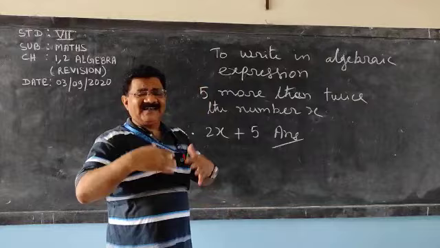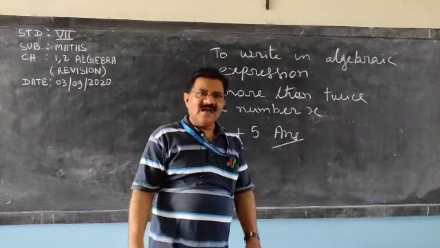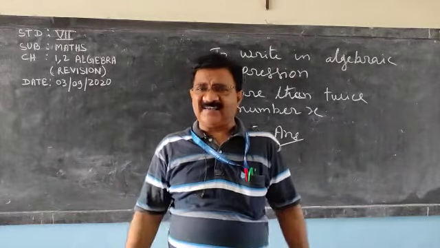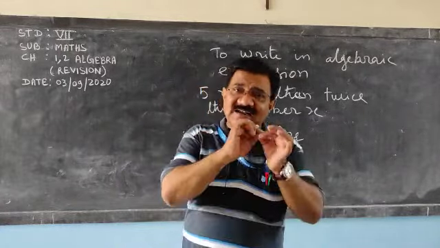See here, the number is x and twice means 2 multiplied. 5 more than twice the number x. So twice the number x, 2 into x, will be 2x, and 5 more means add, and this is the answer. So if a statement is given and you are asked to write it as an algebraic expression, read the statement several times and then you will be able to write the algebraic expression.